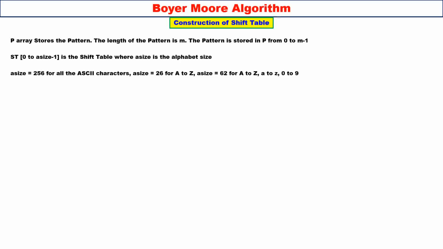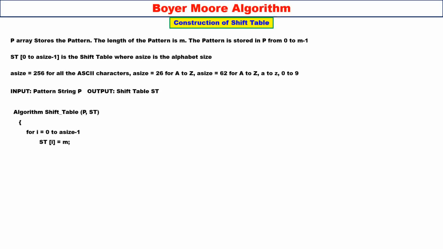The alphabet size can be 256 if you consider all the ASCII characters. It is only 26 if you consider A to Z. In our example, it was 27 because we considered A to Z plus one blank character. Similarly, ASize is 62 if you consider capital A to capital Z, small a to small z, and 0 to 9. Now, the input is the pattern string P, and the output is the shift table ST. So this is the algorithm.